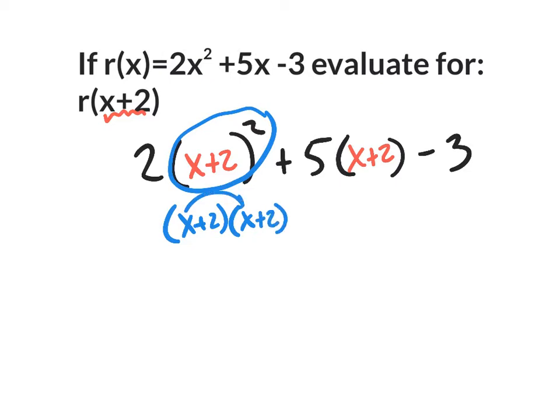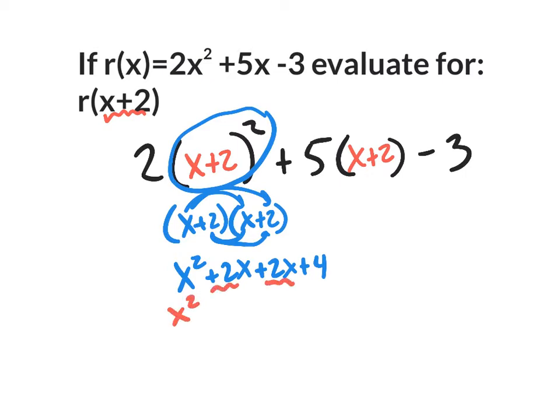x times x becomes x squared. x times 2 becomes 2x. 2 times x is another 2x. 2 times 2 is 4. Combine the middle terms. You're going to get x squared plus 4x plus 4. Now, don't forget about the 2 that's out here in the front.